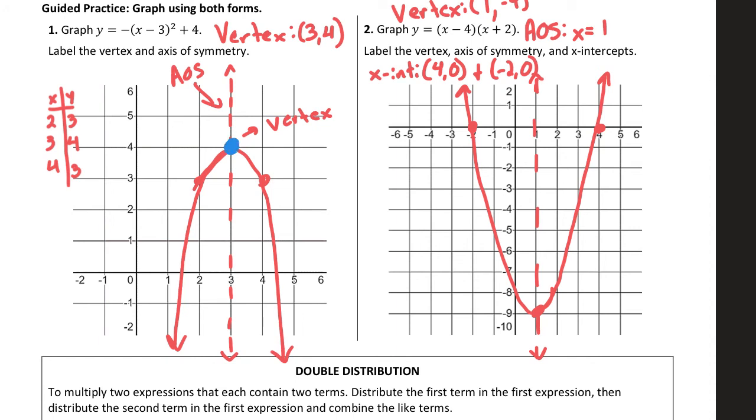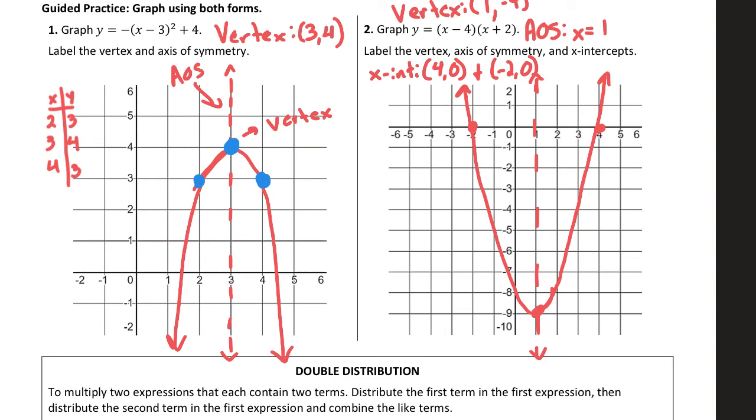Now, past this, I picked the points, x values of 2 and 4, substituted them in. I got these 2 points. It made sense because the graph opened down. So that's my quadratic function graphed as a parabola for number 1.